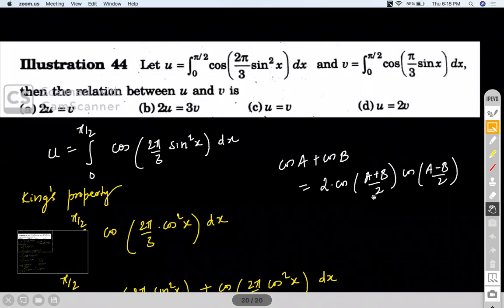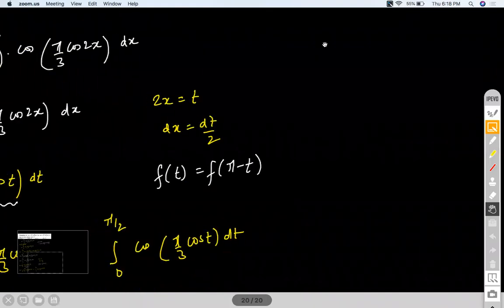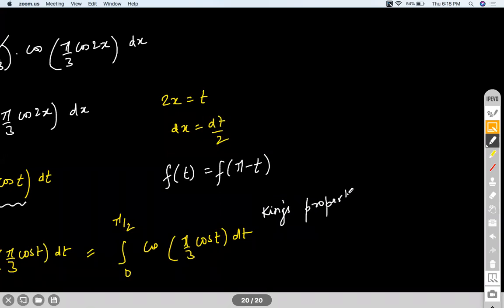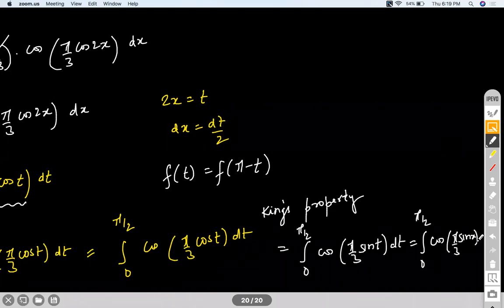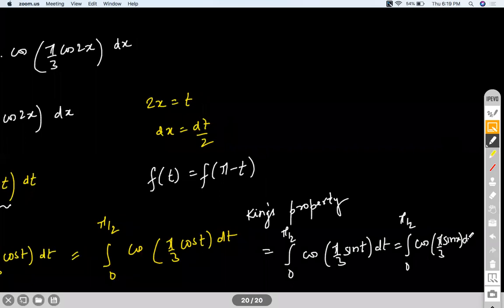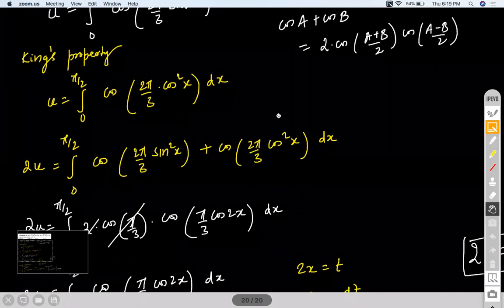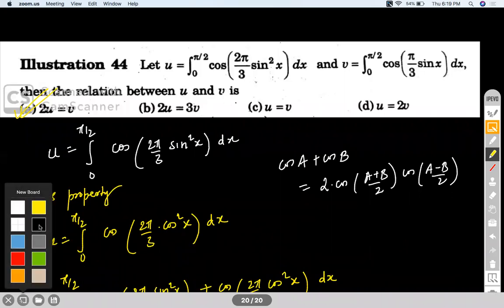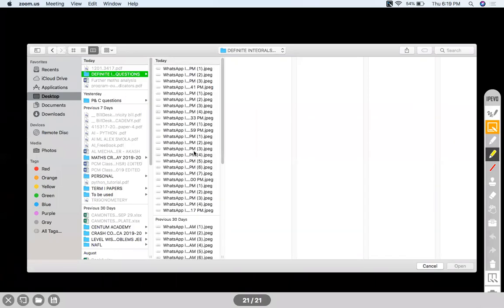Are we there at the destination? Oh, there is a sign. You have to use King's property again. Now let's apply King's property over here. If you apply King's property, it becomes integral from 0 to pi by 2 of cos of pi by 3 sine t. Now there's nothing in the name. You can put it back in terms of x. Doesn't matter. That's nothing but your v. So yes, 2u is equal to v is the desired result that I am getting, which is nothing but option number A. Well done. Many of you replied with option number A. Very good. Correct. Next question.